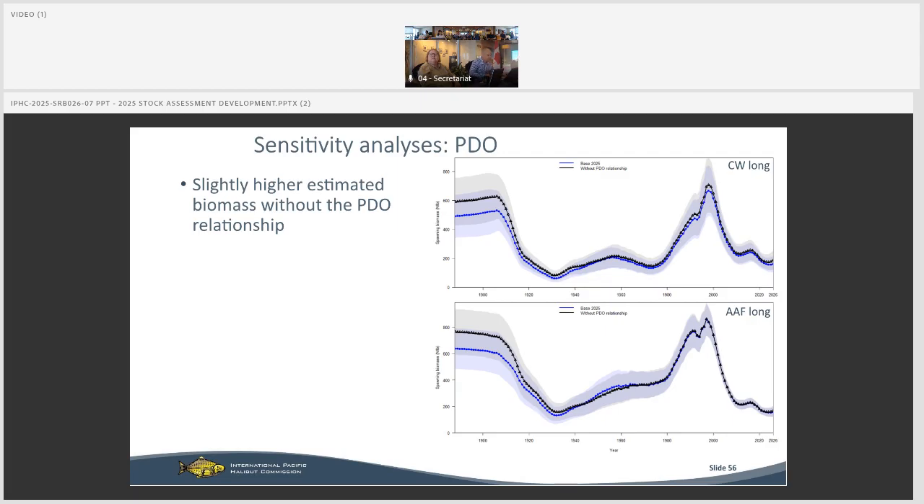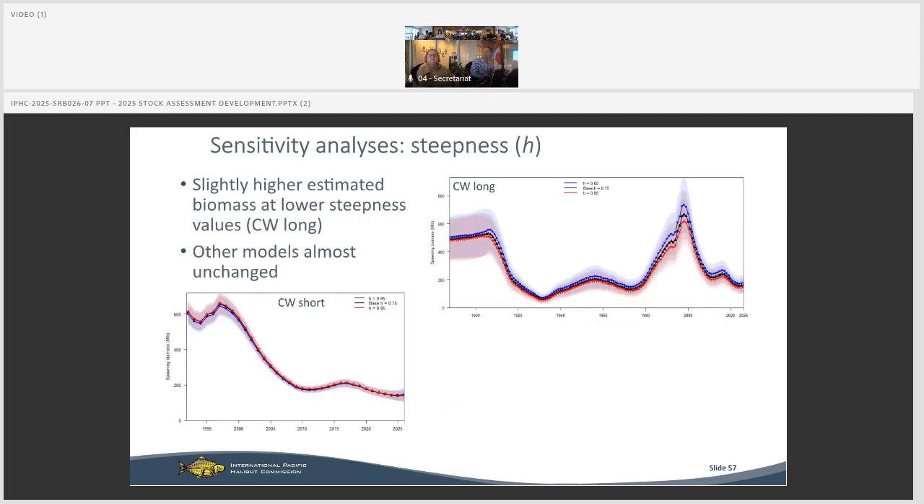So that's with and without the PDO. You already saw the old PDO to the new PDO. We looked at steepness, and I don't know why I only have two models here. Maybe I just shouldn't.